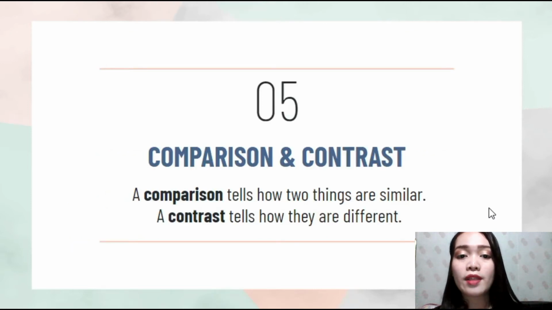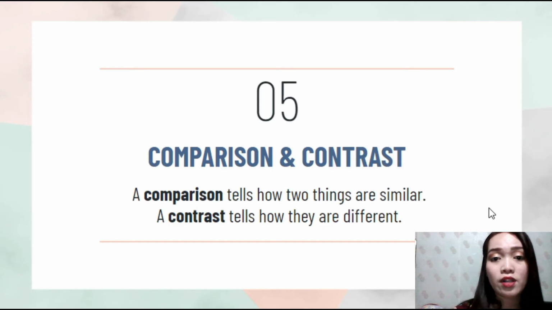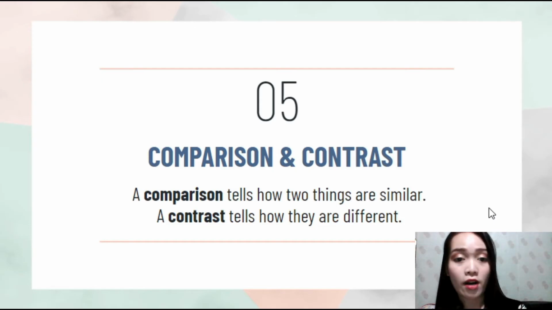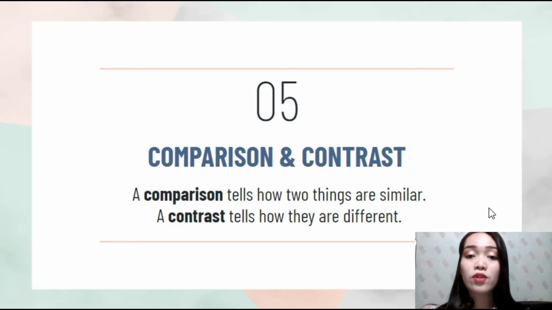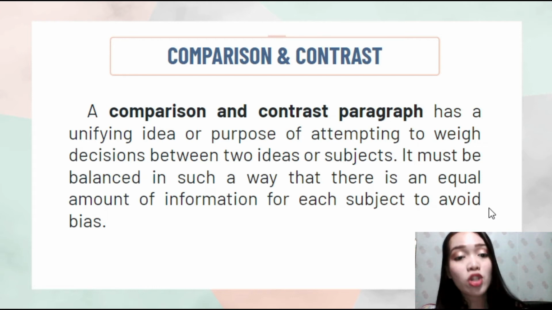Now, let's proceed with comparison and contrast. Now, you have to remember that they are two different things. When we say comparison, you tell how two things are similar. And when you say contrast, you tell how they are different. A comparison and contrast paragraph has a unifying idea or purpose of attempting to weigh a decision between two ideas or subjects. It must be balanced in such a way that there is an equal amount of information for each subject to avoid bias.